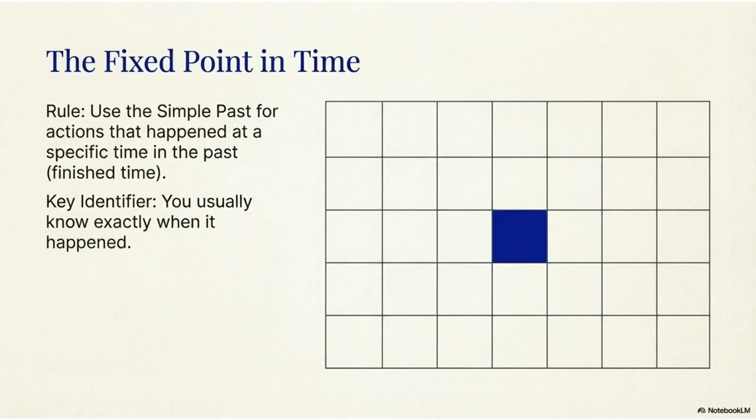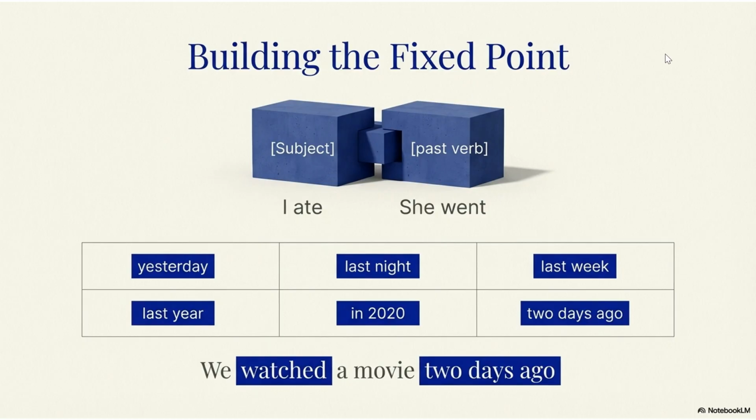In the case of the simple past, use the simple past for actions that happened at a specific time in the past. Key identifier: you usually know exactly when it happened. Because it's a finished action in a finished time, we can exactly identify when it happened. That's one of the qualities of this.